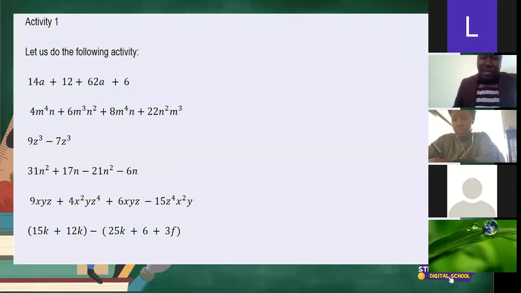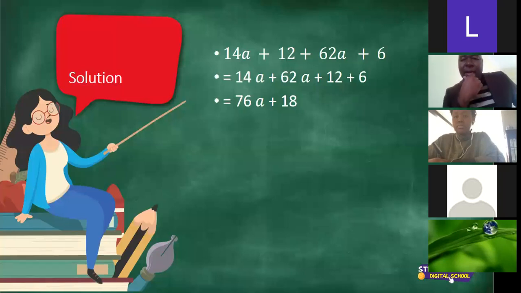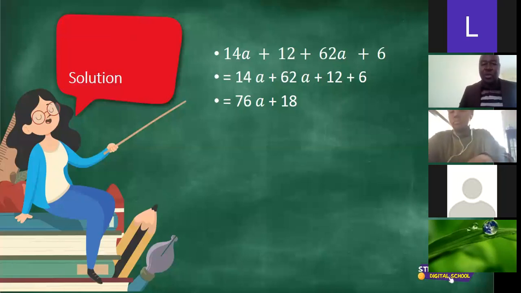Nandipa has just given us a solution. The first step is that you add 14A as well as 62A, as you can see on the screen. You have to add 14A plus 12 plus 62A. The like terms in this case are 14A and 62A, and you can also see that we have 12. Once you add 14 and 62, you get 76A.